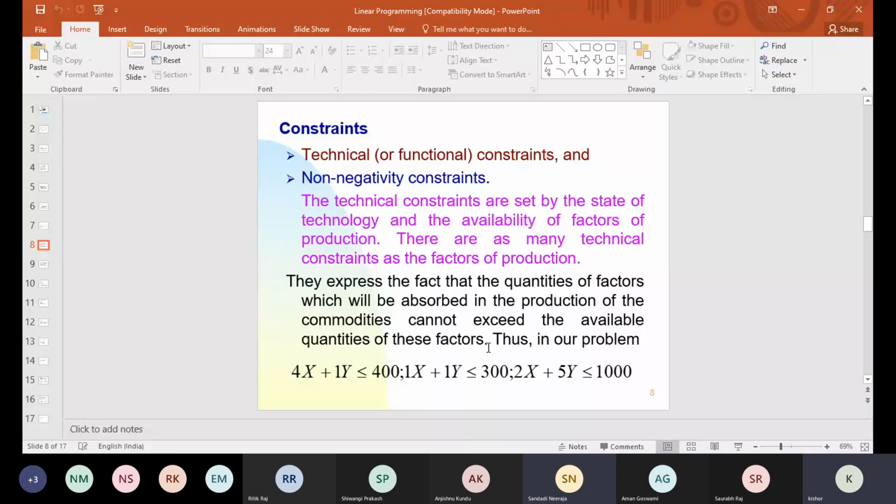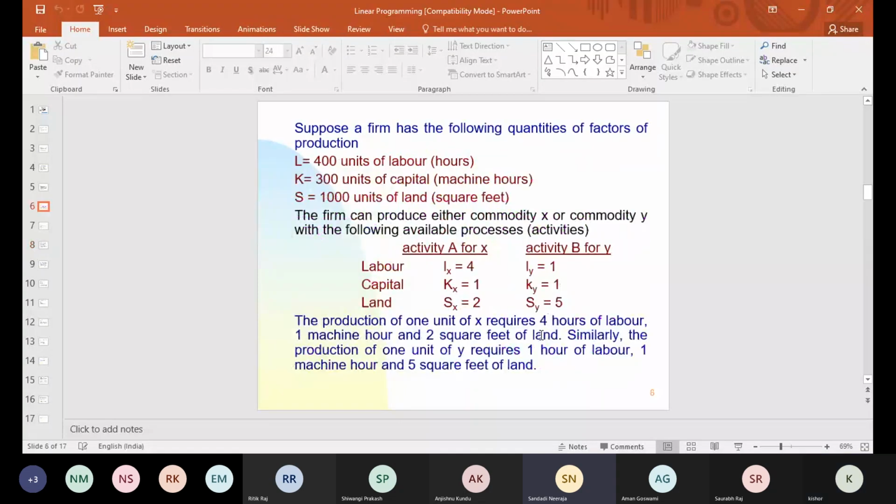Thus, you are getting three different expressions, if not equations. 4x plus 1y is less than or equal to 400. 1x plus 1y is less than or equal to 300. 2x plus 5y is less than or equal to 1000. Where are they coming from? They are coming from these values.